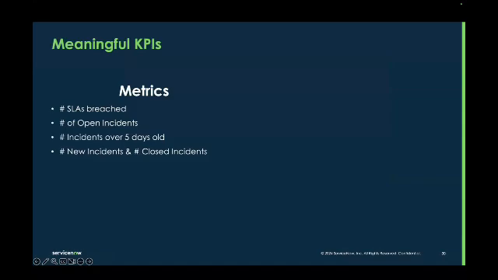So what are some other meaningful KPIs? These are metrics. Indicators are indicators. We don't actually use the word KPI for PA, performance analytics, because we collect a lot of metrics: the number of SLAs breached, the number of open incidents, the number of incidents aging, the number of open over 5 days, number new, number closed. These are metrics. They're numbers. Super important. You can't have KPIs without metrics.